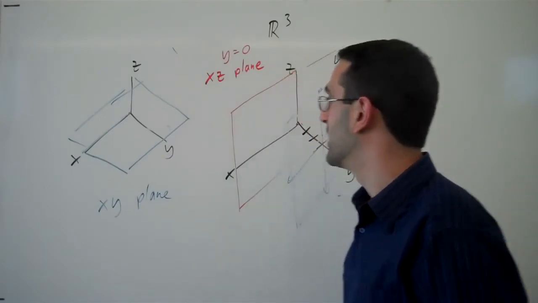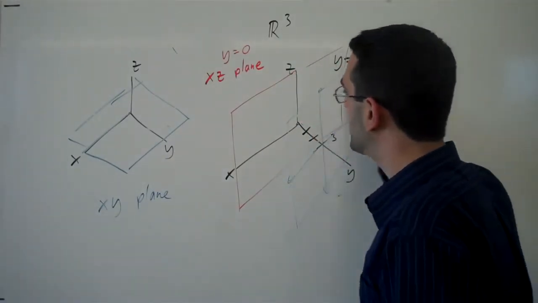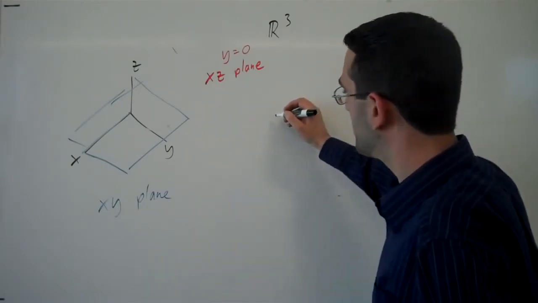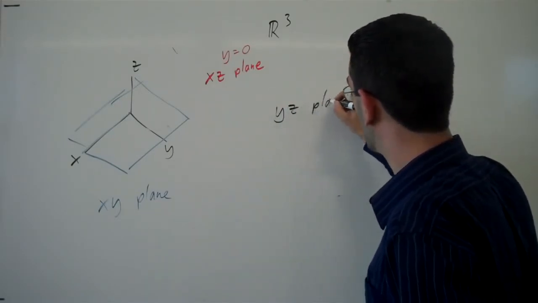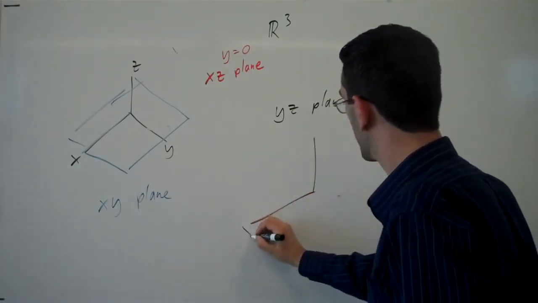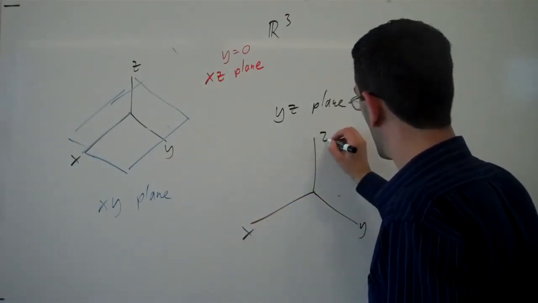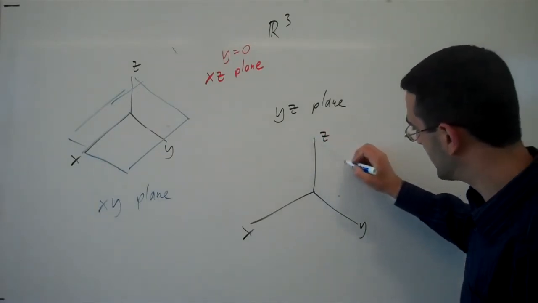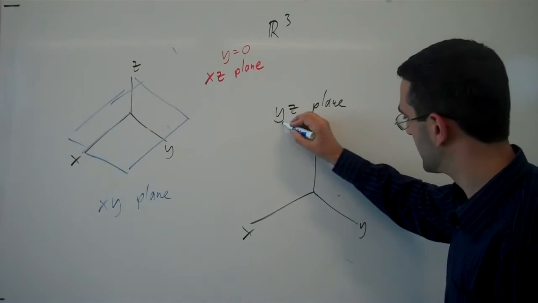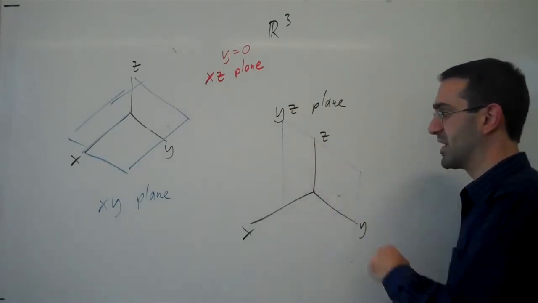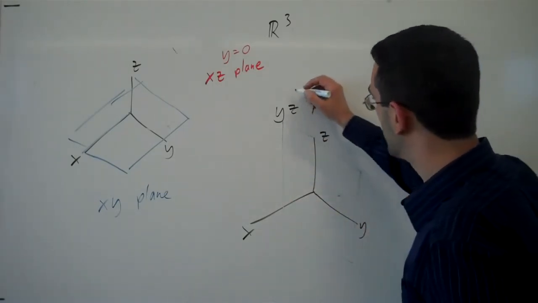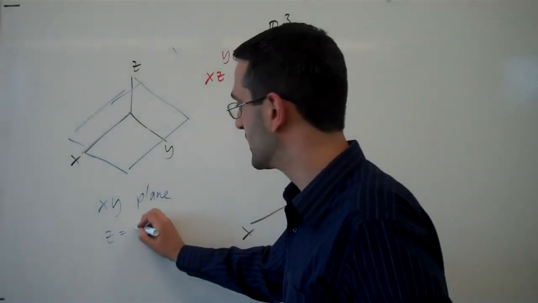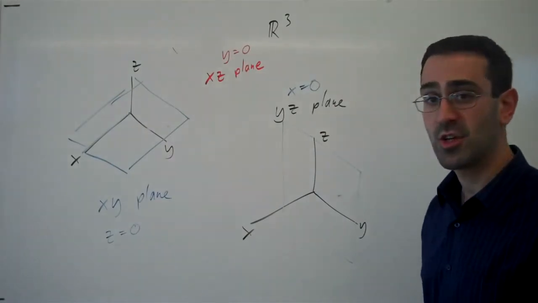So that was the xy plane, so what would the yz plane look like? Well, the yz plane would be the one that includes the y and the z axis, and it would be this one out here, right? Including the y and the z axis where x is 0, right? Over here, this is where z is 0. Okay? Those are the coordinate planes.